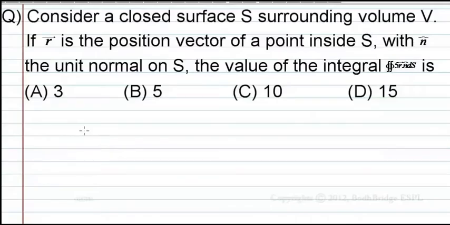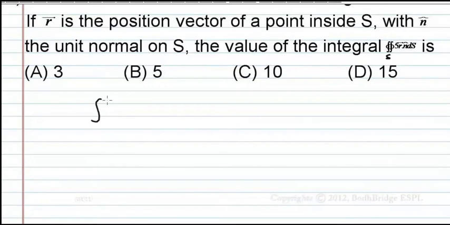Consider a closed surface S surrounding a volume V. If r bar is the position vector of a point inside S, with n cap as the unit normal on S, the value of the integral over the closed surface S of 5 r bar dot n cap dS is: the options given are 3, 5, 10, 15. Okay.